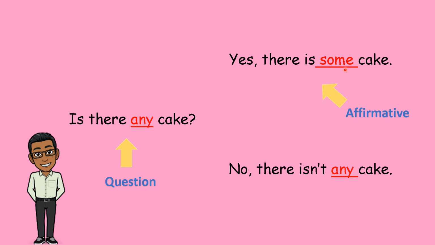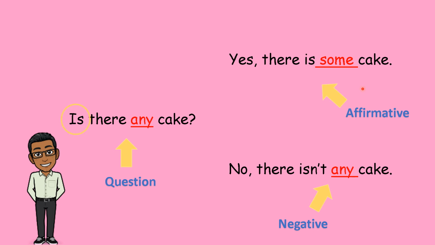And look at this one. If you reply like this, no, there isn't any cake. This is a negative sentence. For a negative sentence like this, we use any. Okay, boys and girls. So we use any for question and negative sentences. And for affirmative sentences, we use some.